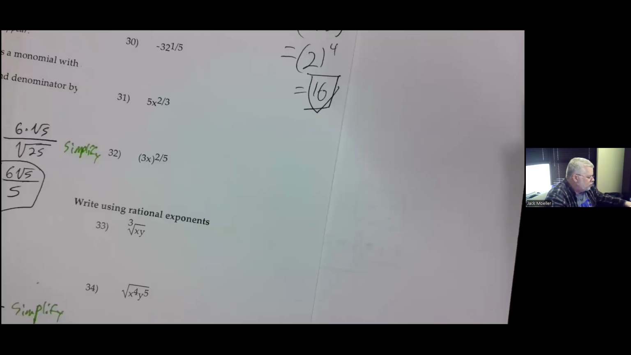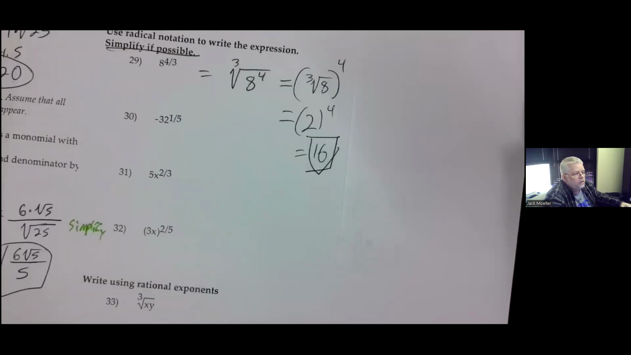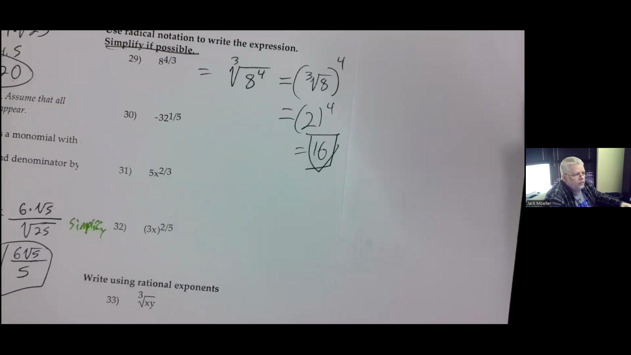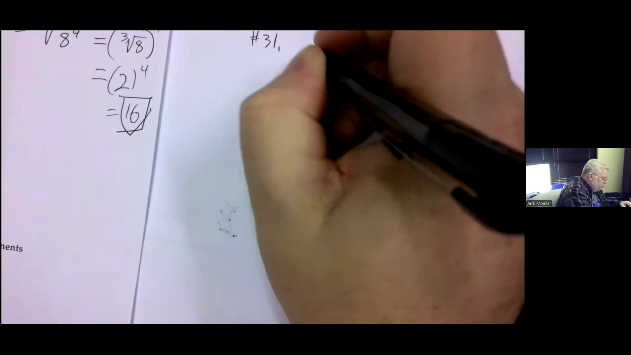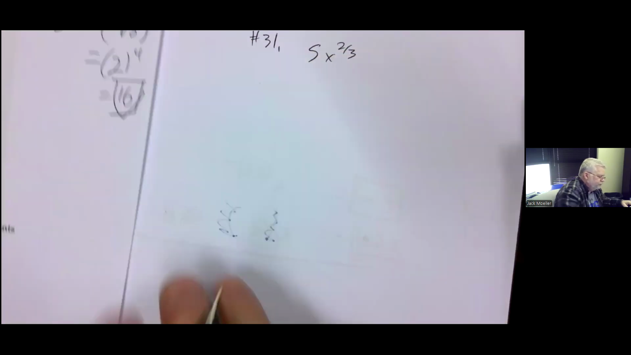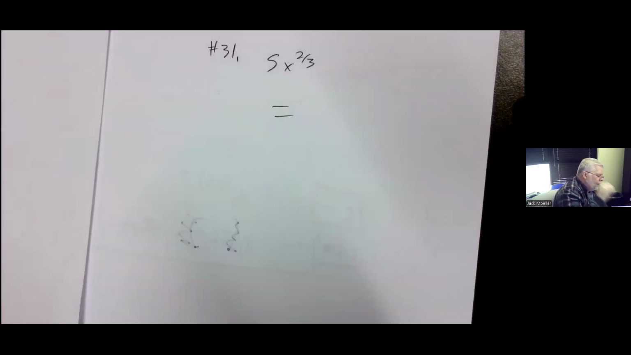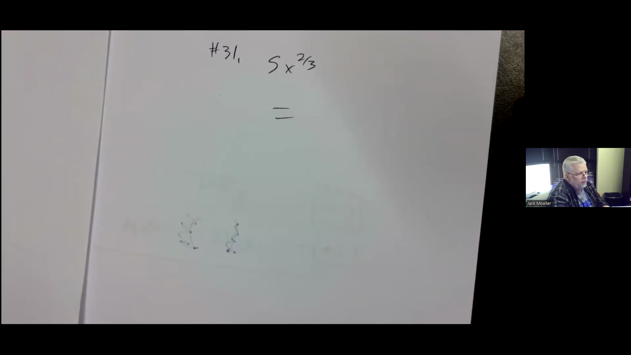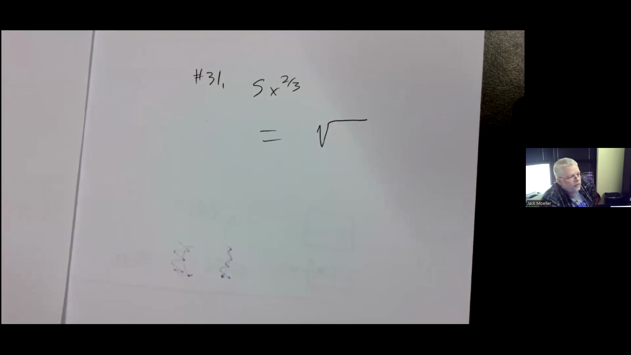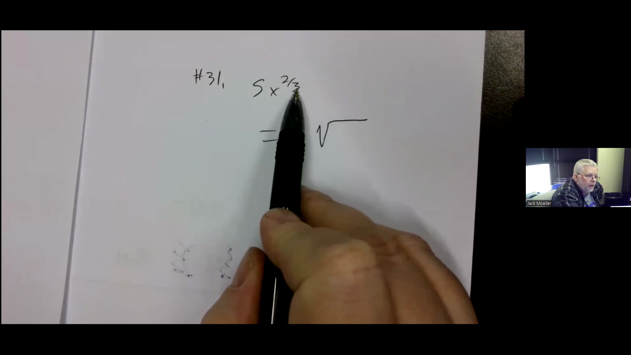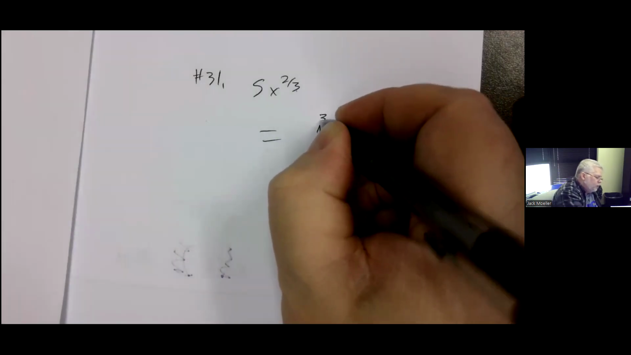All right. Use radical notation to write the expression, simplified as possible. So how do we write 5x to the 2/3 in radical notation? Radical notation means I need some sort of square root, cube root, or so. First of all, when we're dealing with a radical for this problem, what's the index on the radical? Square root, cube root, what? Well, the denominator is 3, so we're dealing with a cube root.